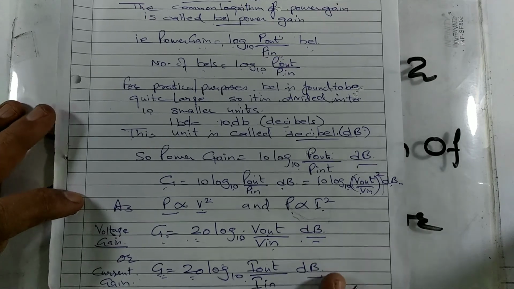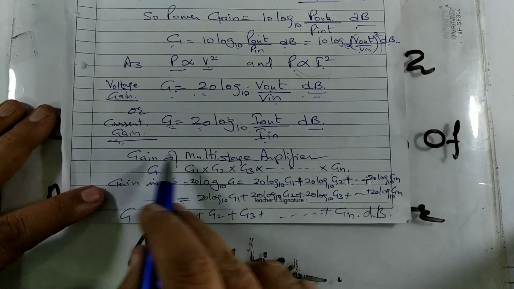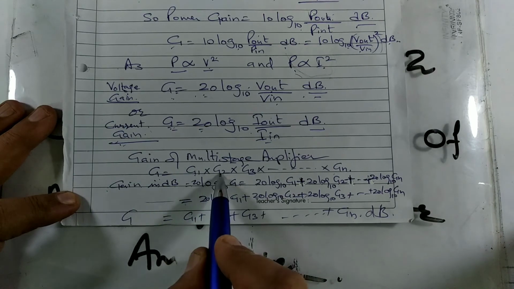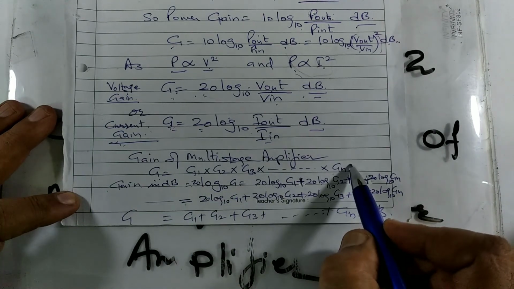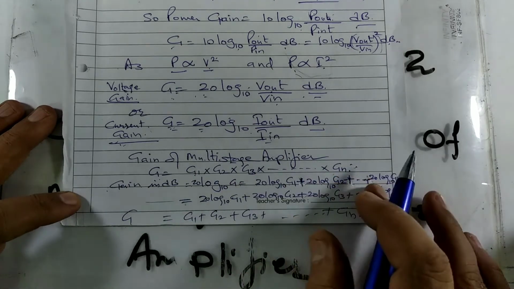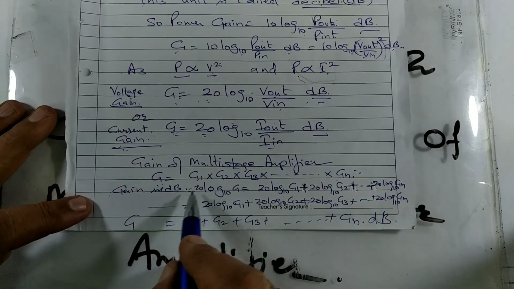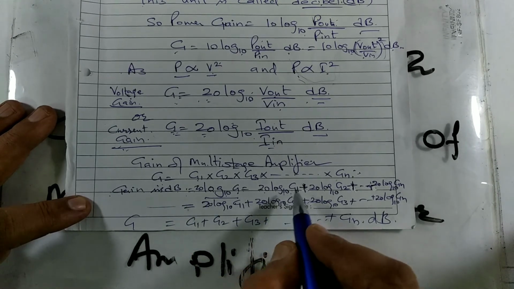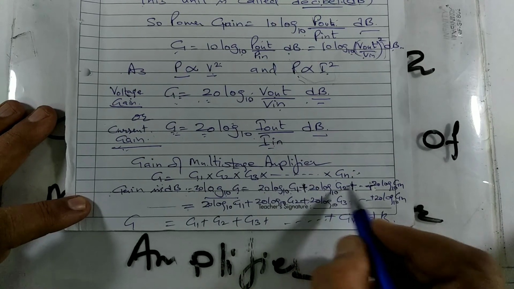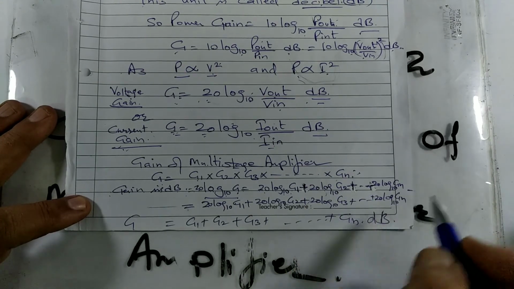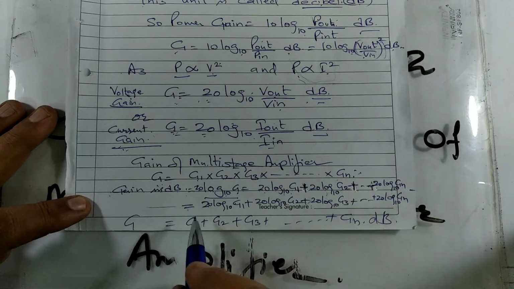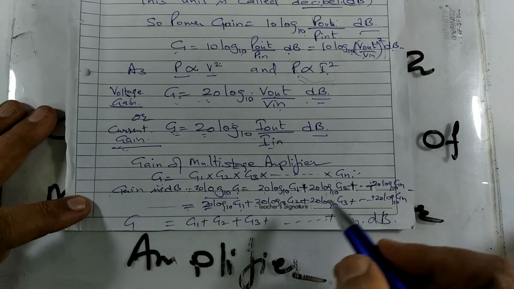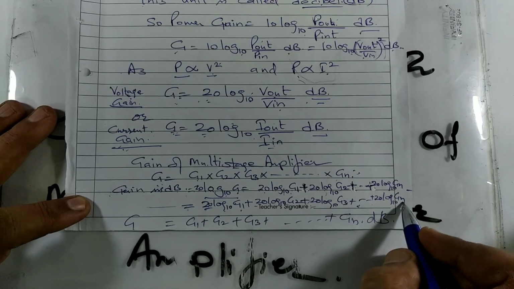Now the gain of the multi-stage amplifier, G is equal to G1 into G2 into G3 up to Gn. So this is the product of all the individual gains. Now gain in dB is equal to 20 log base 10 G. This is the overall gain. 20 log base 10 G1 plus 20 log base 10 G2 plus 20 log base 10 G3 up to Gn for the nth stage.